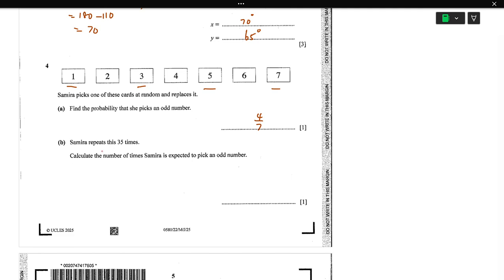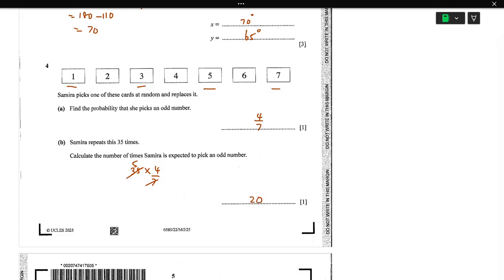Then Samira repeats this 35 times. Calculate the number of times Samira is expected to pick an odd number. So 35 times 4 over 7. 7 into 35 is 5, and 5 times 4 is 20. The answer is going to be 20.